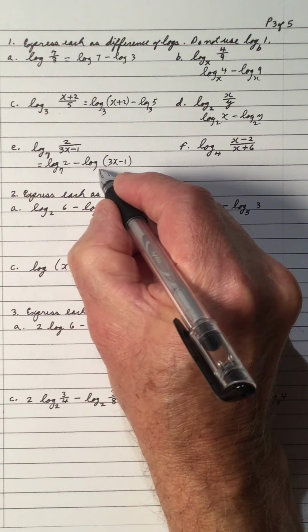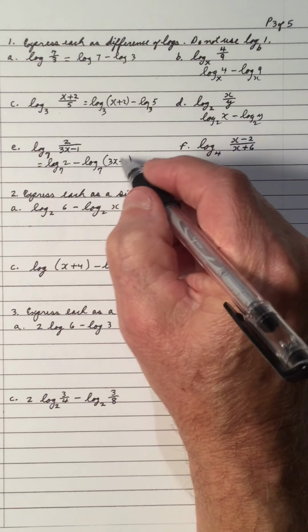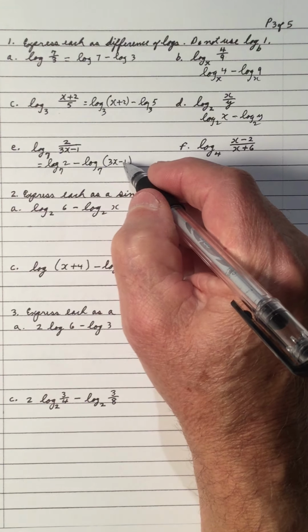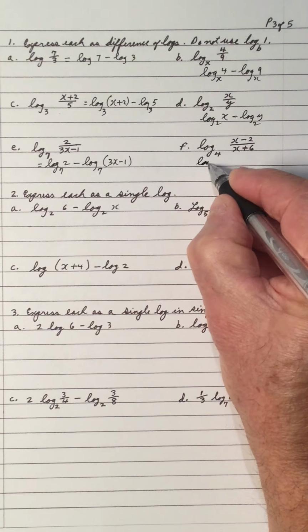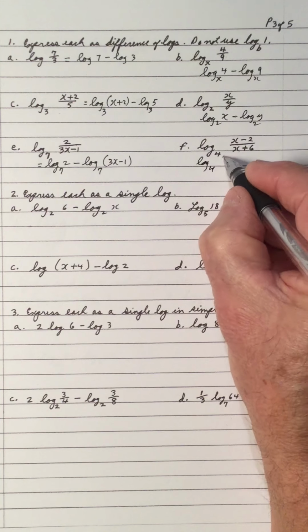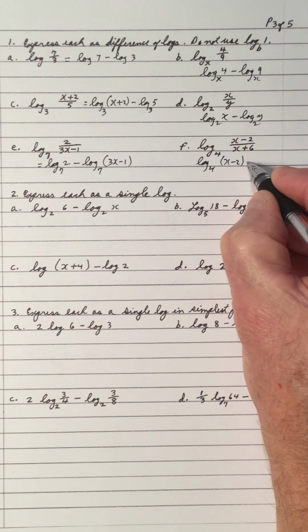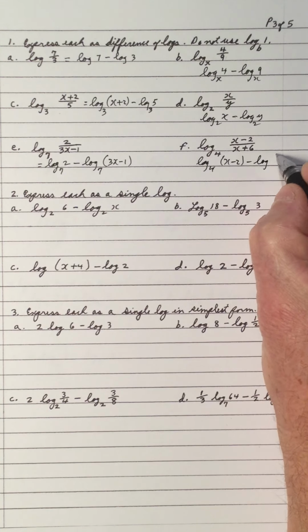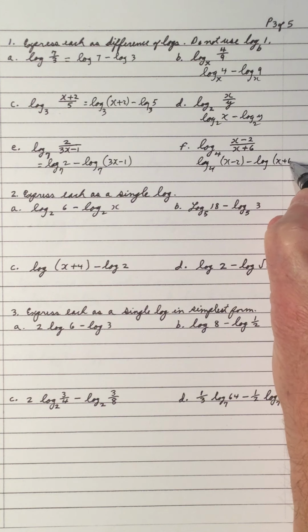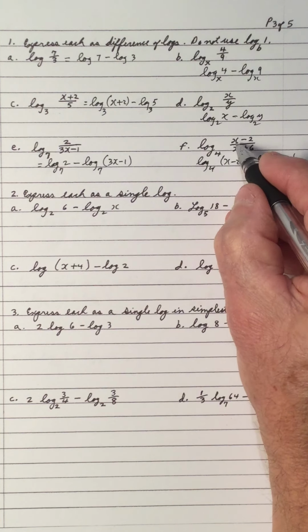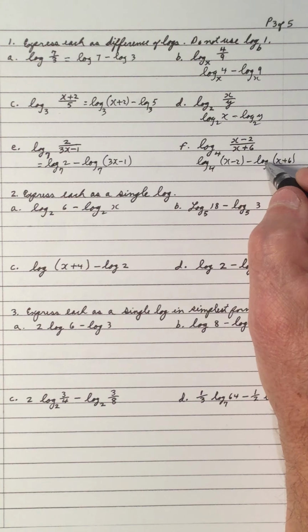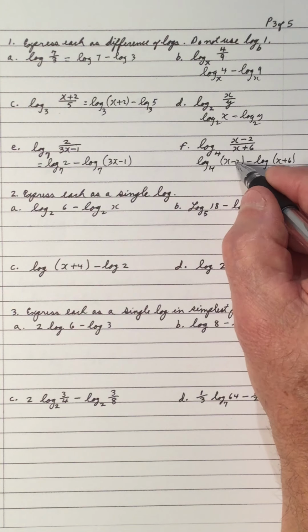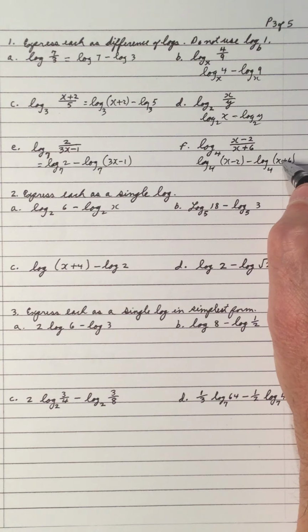The 3x minus 1 has to go in a bracket. And this is the log, base is 4, and so this is x minus 2, subtract the log of 6, x plus 6, base 4. So the log, this division of logs is a subtraction. So notice the x minus 2 is in a bracket, the x plus 6 is in a bracket.